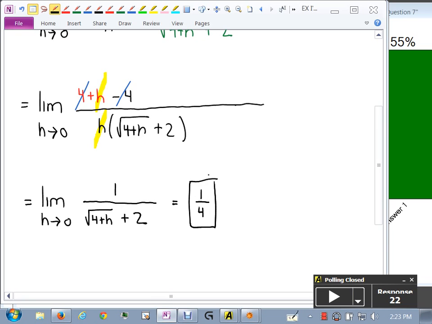If we were to graph that as a function, as we approach 0, it should be approaching 1/4. So when you see square roots, you should be thinking conjugate. It's usually pretty helpful.